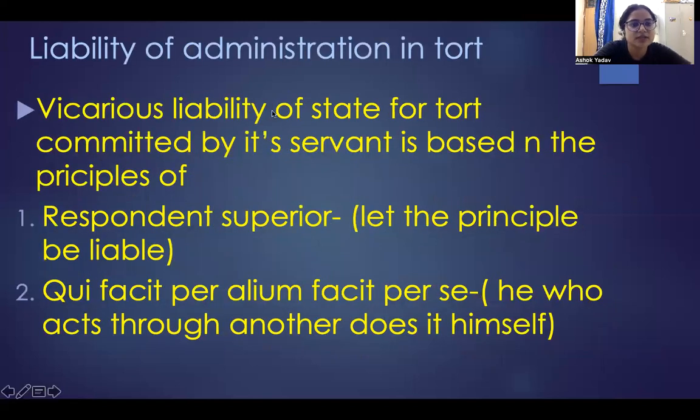Right. Now, let's read liability of administration in cases of tort. In cases of tort, with respect to administration, vicarious liability of the state for a tort committed by its servant is based on principles of... So basically, what will happen? Vicarious liability will be there of the state, right? If any tort is committed by the servant, and it is based on two principles. First is respondeat superior, that is, let the principal be liable, and the second one is qui facit per alium facit per se, that is, he who does the act through another does it himself.